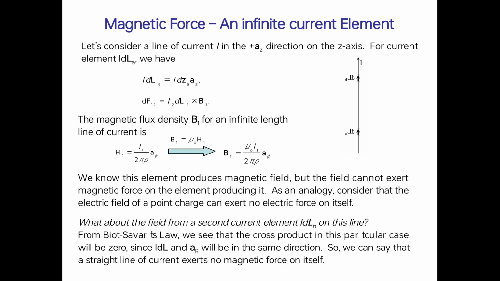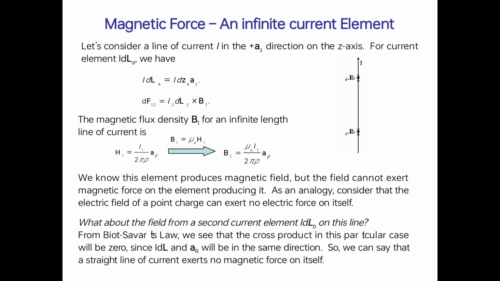Magnetic force of an infinite current element. Let us consider a line of current I in the az direction on the z axis. For the current element I dl, we have I dl = I dl az, where az is the unit vector in the direction of the z axis. The force is given as dF = I dl × B, where B is the magnetic flux density for an infinite line of current.